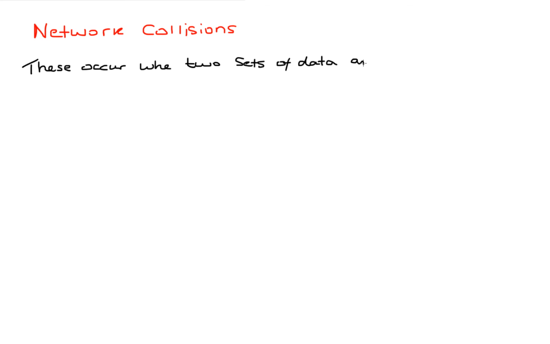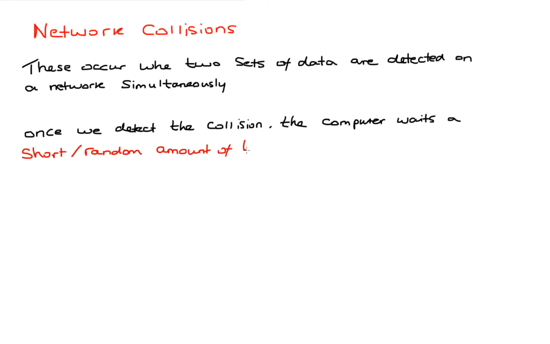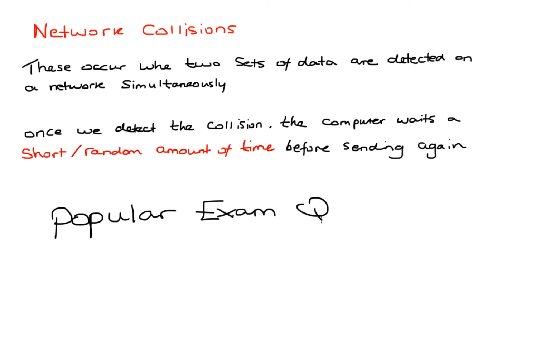And when we send our packets off, what happens when two packets coming from two different sides of the network collide? The two sets of data are detected on a network simultaneously, and this counts as a collision. Once we've detected that a collision has happened, the computer will wait a short random amount of time before sending the packets again. And usually, this is what happens when we have to wait a long time for things to happen. The computer will give up waiting and say, oh, something must have happened. We need to send the packets again.